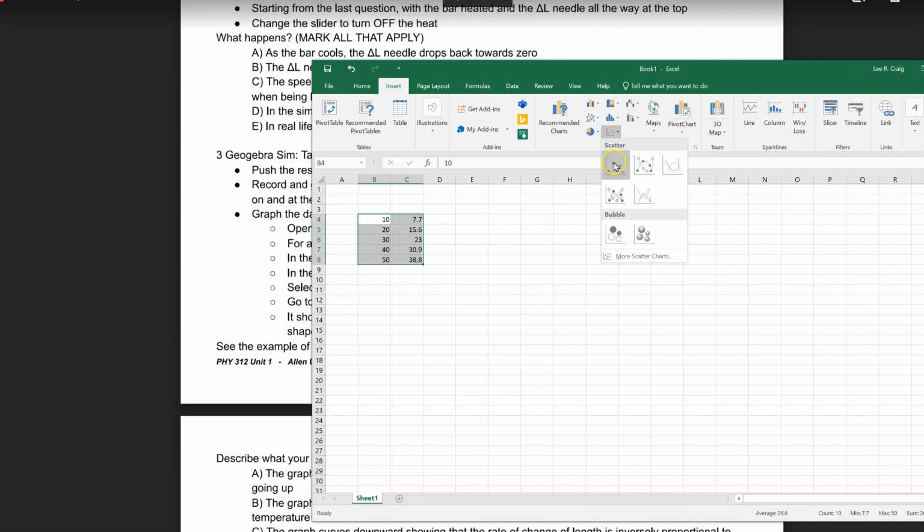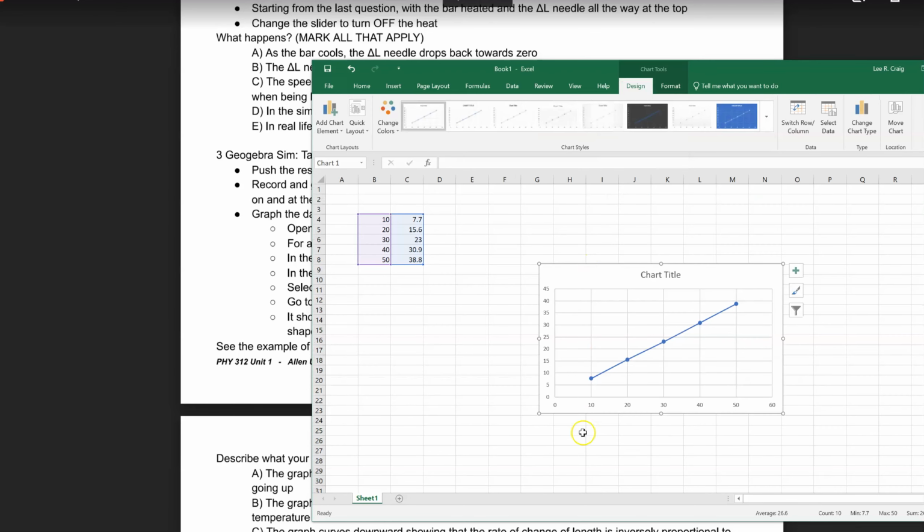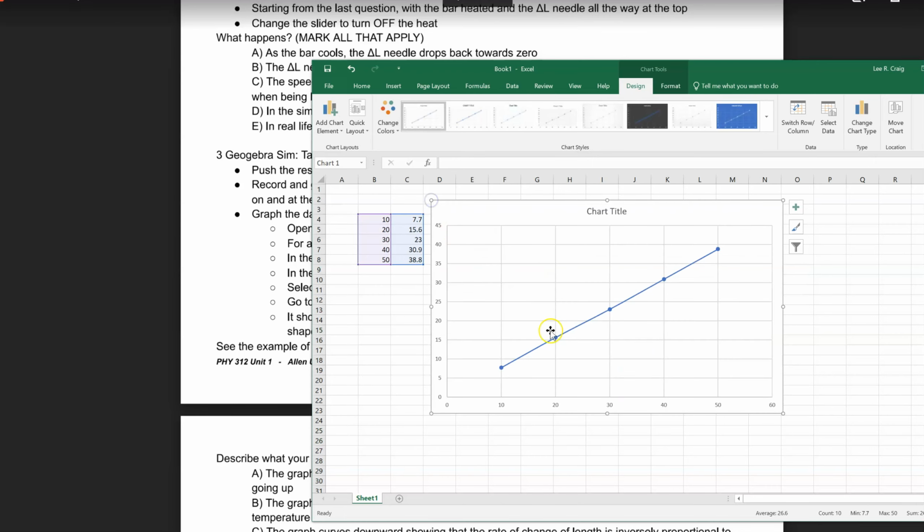You can say, show me the dots, show me the line with the dots, just the line. Doesn't really matter, just pick something. See how that's a nice straight line right there? That's what we want to know. What does our data look like? What is the trend? What's the pattern? Is this a linear function?